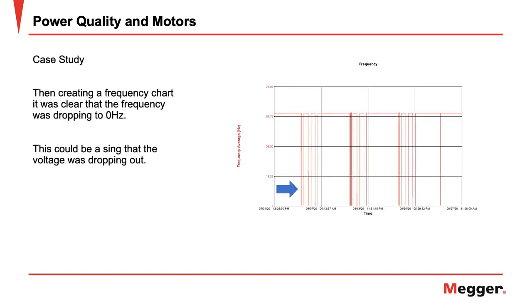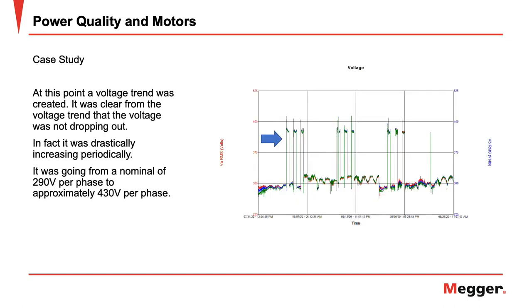Upon seeing this, a frequency chart was created, and it could be seen that the frequency was dropping to 0 Hertz at times. Now, this could be an indicator that perhaps the voltage was actually dropping out. So at this point, we created a voltage trend. It was clear from the voltage trend that the voltage wasn't dropping out. In fact, it was drastically increasing periodically. It was going from a nominal of 290 volts per phase to approximately 430 volts per phase.